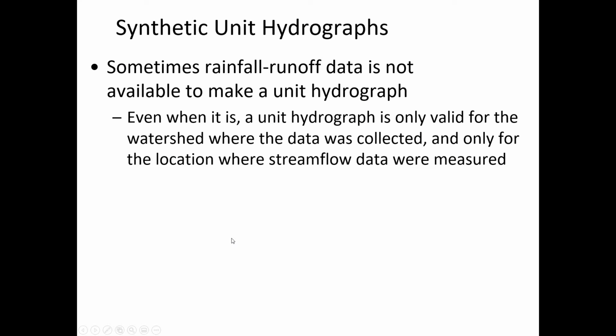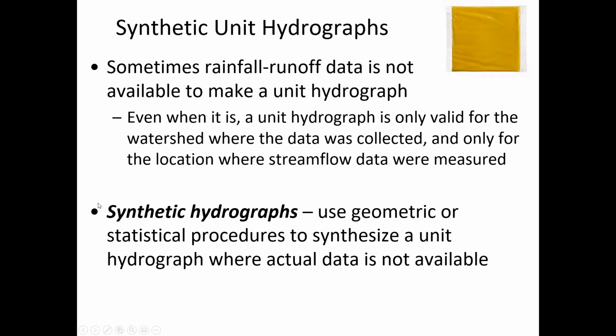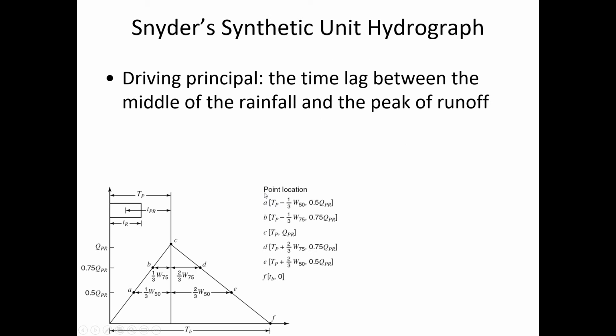All right, but sometimes you can't actually physically go out into the field and make the measurements you need to create your own unit hydrograph, and you have to synthesize one. So a synthetic unit hydrograph uses data that's gathered for similar watersheds, and you're kind of extrapolating into the place that you're interested in using the physical characteristics that were determined in other locations. So synthetic hydrographs just use like geometric data and statistical procedures to come up with a unit hydrograph when you don't actually have the real data.